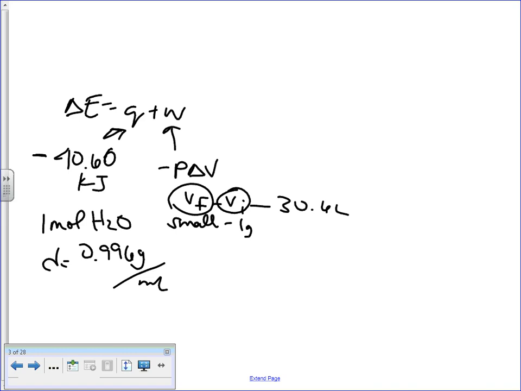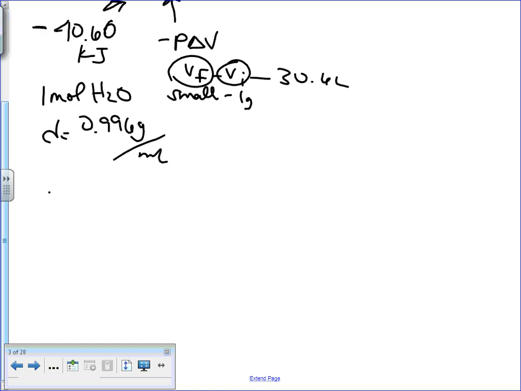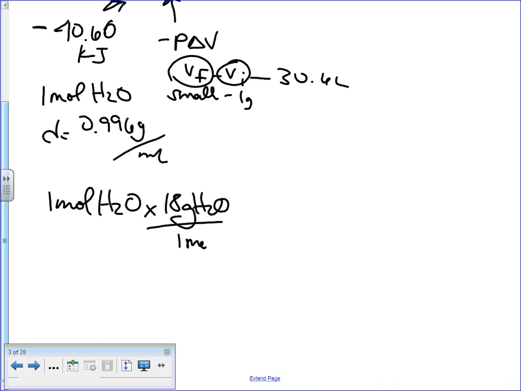So what did you guys do here? Those of you who got it, Sean. Okay, so 1 mole of water is 18 grams of water per 1 mole times 1 milliliter on top and 0.996 grams on the bottom. So what did you get for your milliliters?